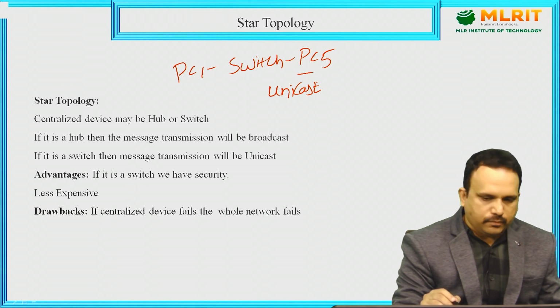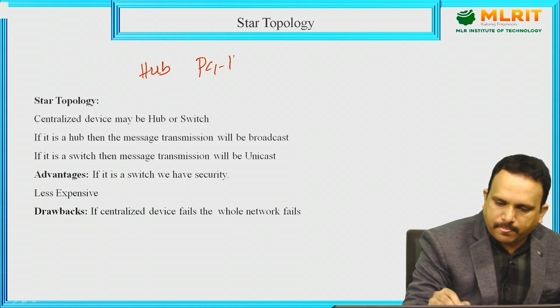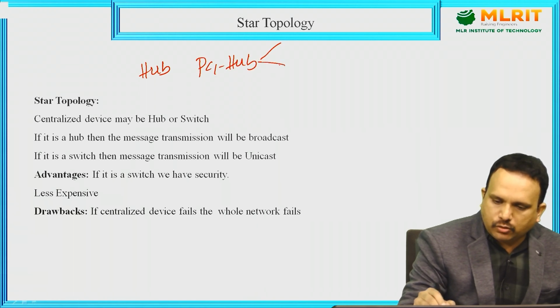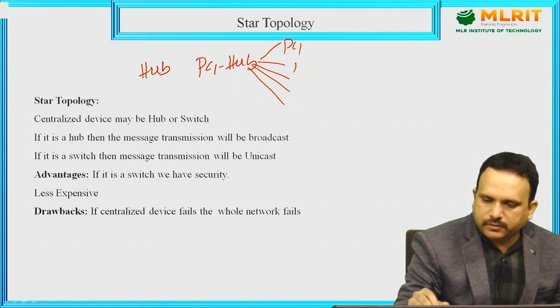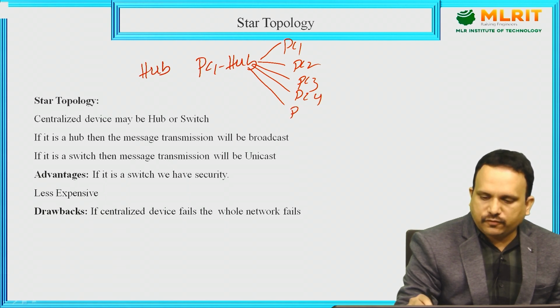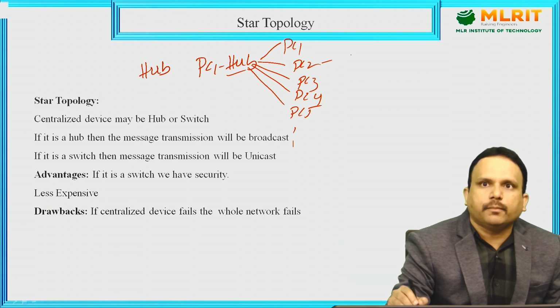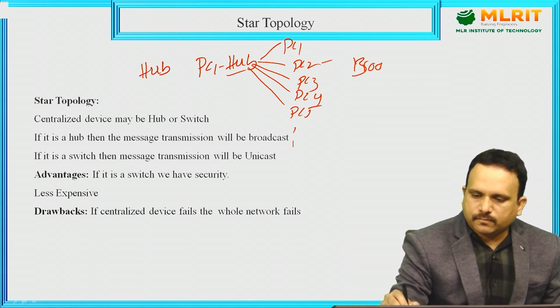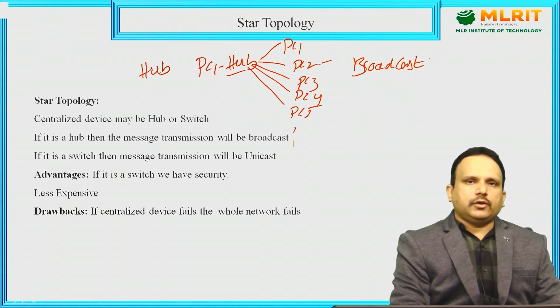Whereas in broadcast, if it is a hub, PC1 sends to the hub, and the hub sends to all the systems that are connected across the network: PC1, PC2, PC3, PC4, PC5 and so on. This we call a broadcast. That is the difference between unicast and broadcasting.